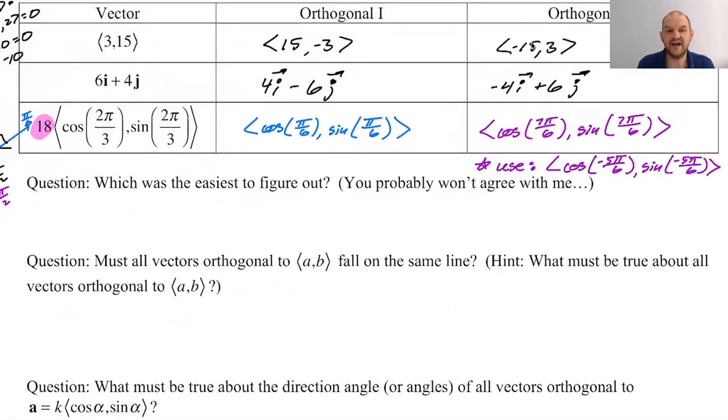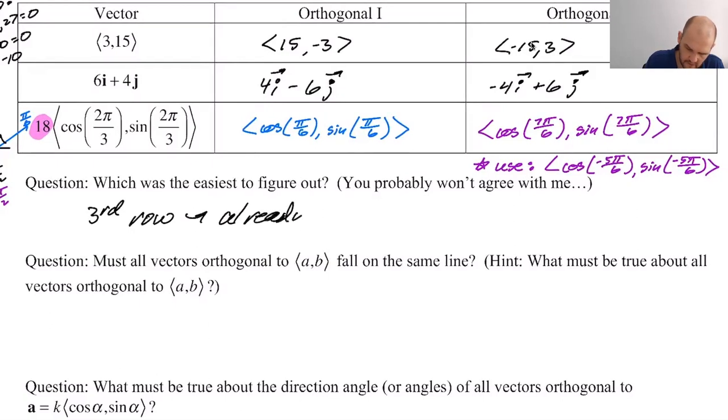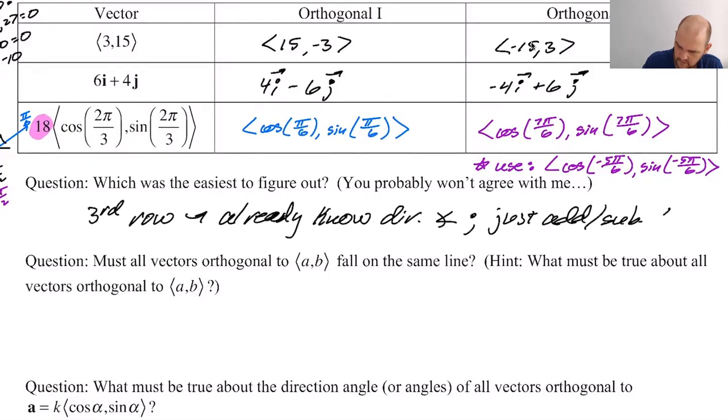Okay, so now there's a question: which was the easiest to figure out? You probably won't agree with me. I'm going to say that the third row is the easiest because you already know the direction angles. So we can just add or subtract pi over 2 and guarantee that we're orthogonal.